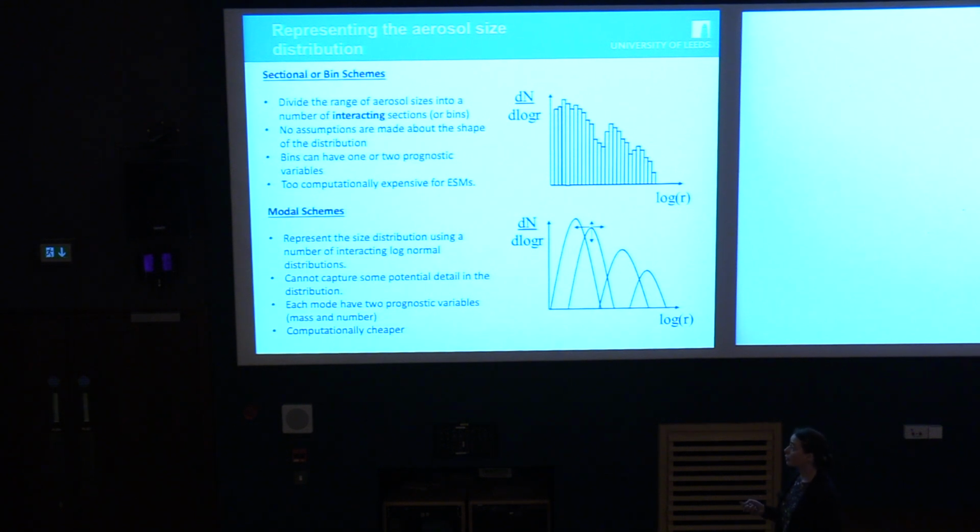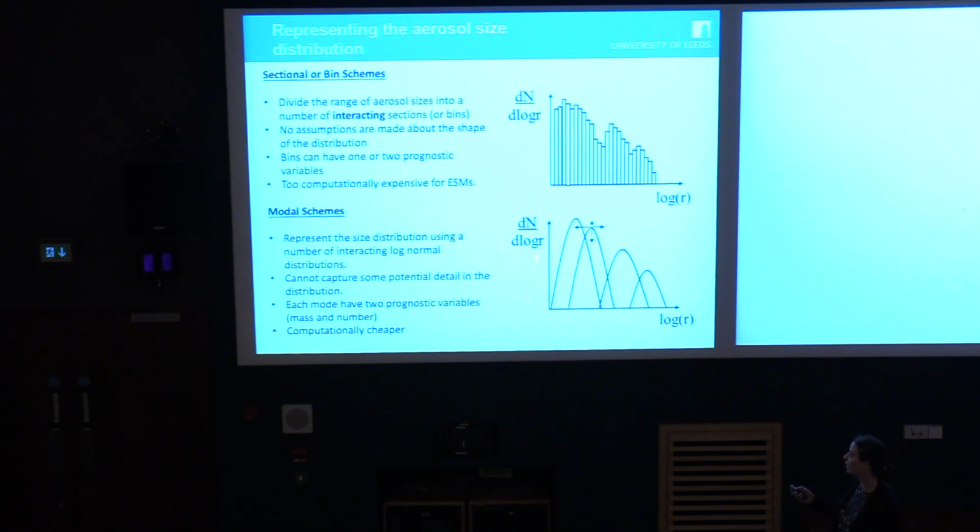So happily we can use a modal scheme instead, and what the modal scheme does is it represents the aerosol size distribution using a number of interacting log normal modes. Here I've shown four in this particular example, and the modes can overlap from each other and they can move. In our scheme, the modes can move along the x-axis, so they can change in size due to the mass of particles within the mode, and they can change up and down in terms of the y-axis, so you can change the number of particles within the mode.